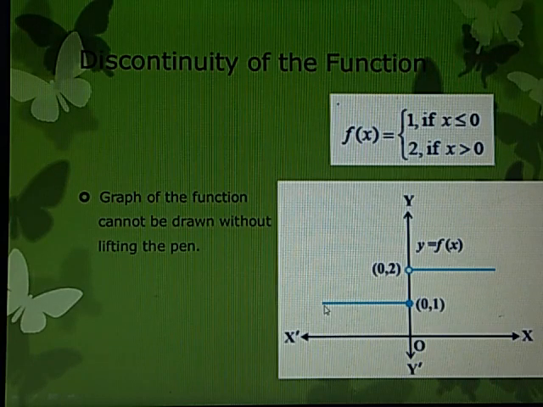So let us take some values of x which are smaller than 0. That means you are assigning negative values to x. You can see on this particular line, x is negative throughout and y, that is f(x), remains 1. So suppose x is minus 2 here, then also y is 1. If x is minus 1, then also y is 1. The moment x becomes 0, then also y is 1. But the moment x becomes greater than 0, y will be 2.